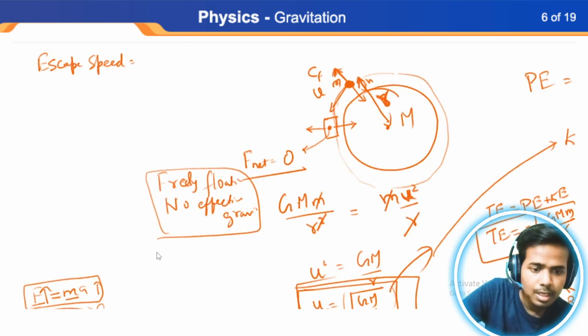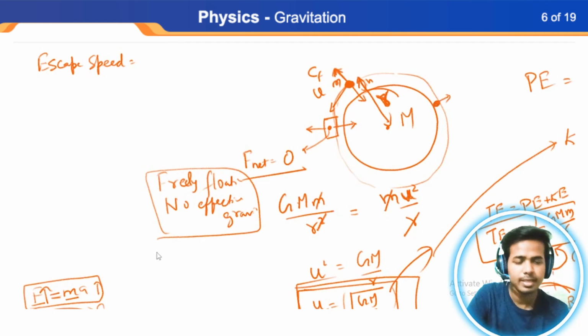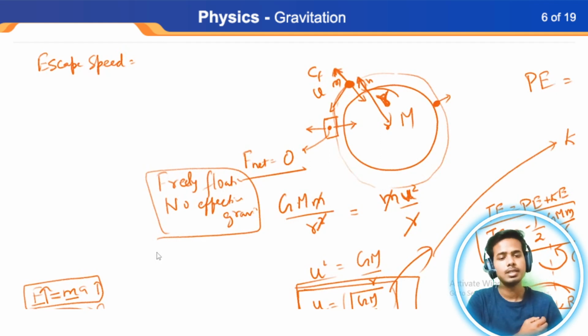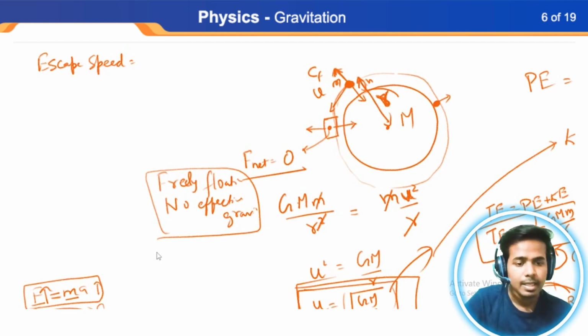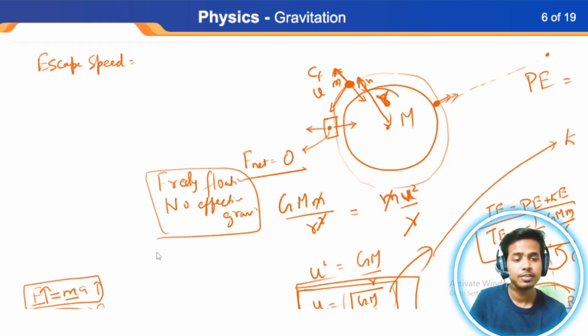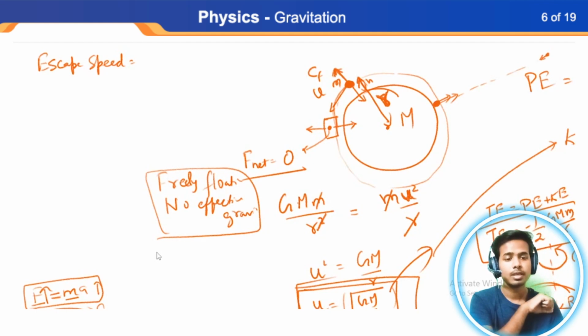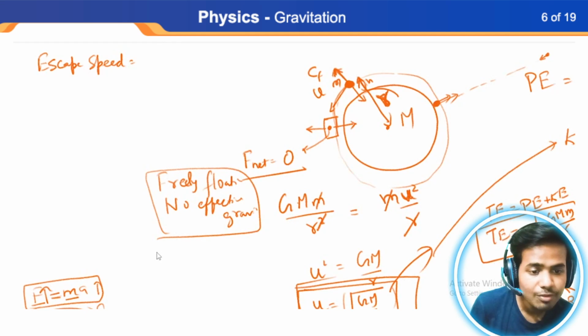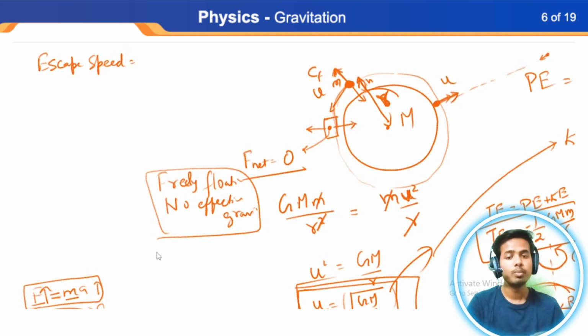Escape speed means, if you have a body and you throw it upwards, it does come back due to gravitation. But let's say you throw it so fast that it goes till infinity, a very high distance away, where there will effectively be no gravitational force to pull the body back. It is the velocity with which you must throw a body to make it go out of the gravitational pull of the earth. That is called the escape speed.